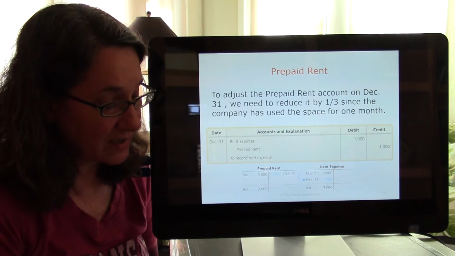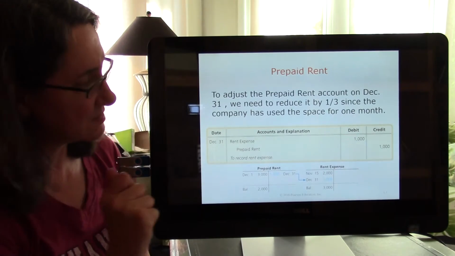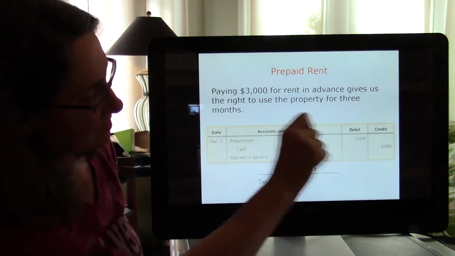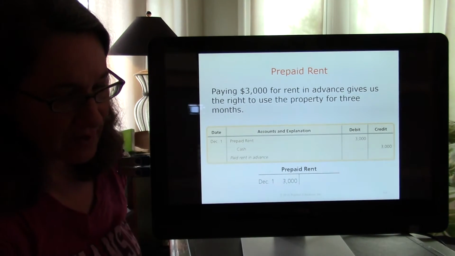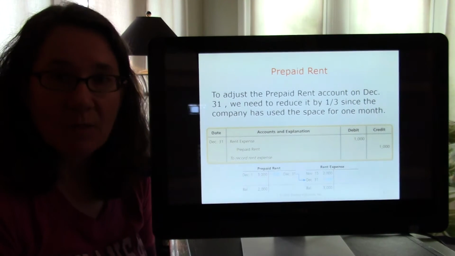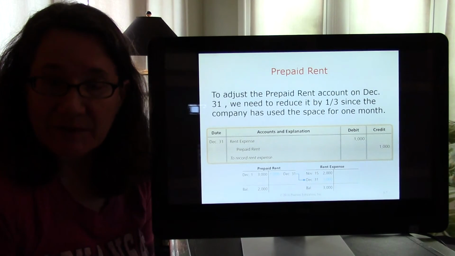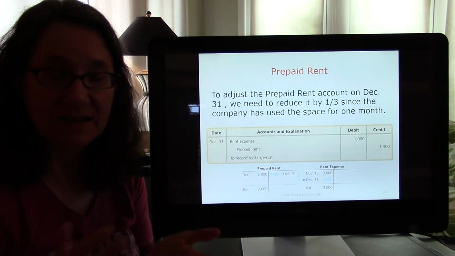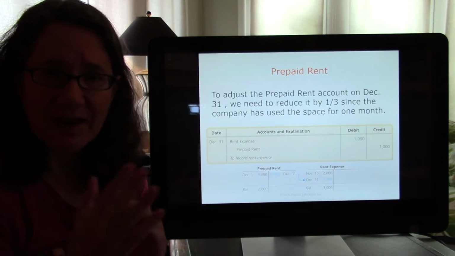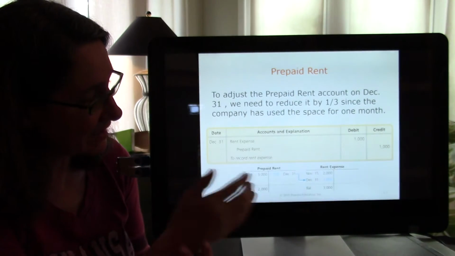At the end of January, the same adjustment will be posted to show another month of rent. So if you look back, we put the prepaid asset on the books, $3,000, sitting there. But at the end of December, a whole month has gone by. We've used up a month's worth of rent. Nothing really happened, we haven't exchanged any more cash, but we've been using the building for a month. So we don't really have that part of the asset anymore. It's no longer prepaid, so we need to reflect that in our books.